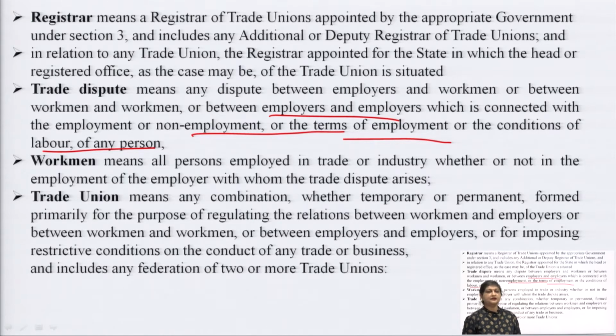Now comes trade union. Trade union means any combination, whether temporary or permanent, formed primarily for the purpose of regulating the relations between workmen and employers, or between workmen and workmen, or between employers and employers, or for imposing restrictive conditions on the conduct of any trade or business, and includes any federation of two or more trade unions.